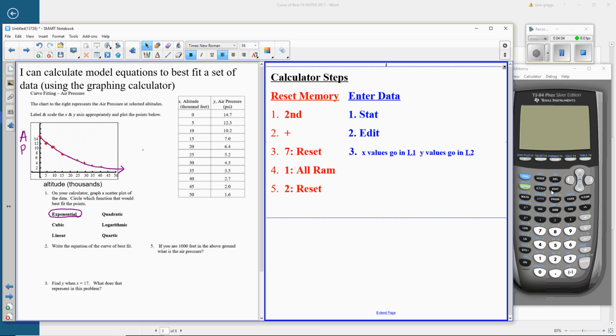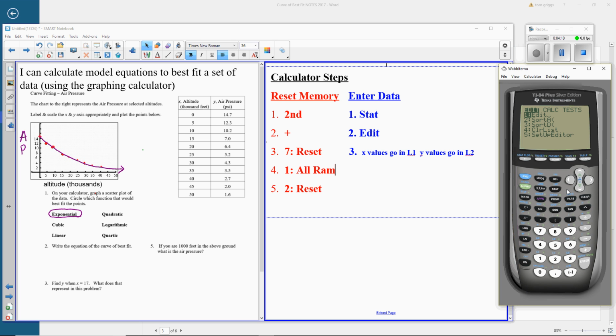To do that, you're going to press the Stat button, which is right here kind of in the upper middle of the calculator. And you're going to choose number 1 for Edit. And then you see List 1 and you see List 2. Our X values are going to go in List 1. So the first number is 0. Type in 0, hit Enter.